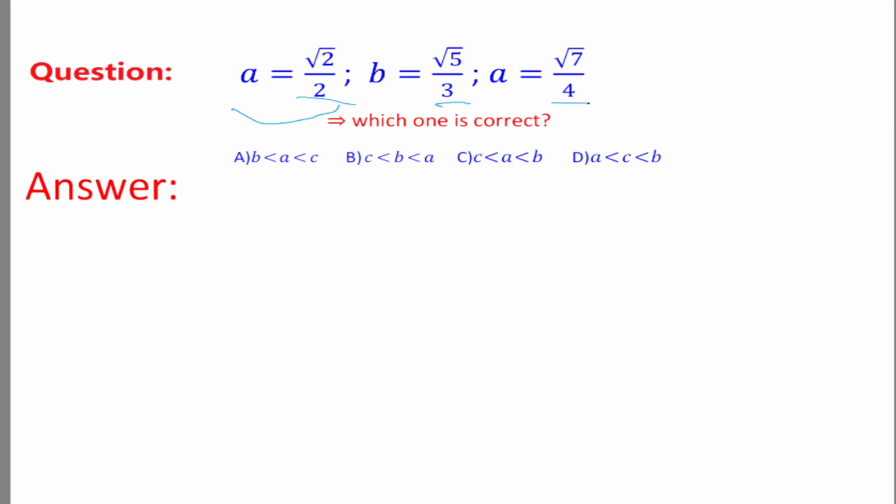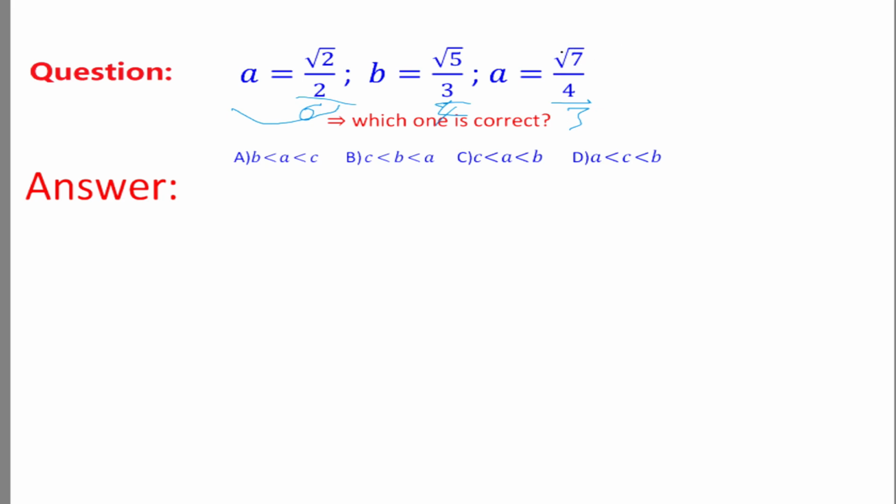the least common multiple of 2, 3, and 4 is 12, because they intersect at 12. And in order to make the denominators 12, we can multiply the first term by 6, the second term by 4, and the third term by 3. And if you do that, in the next step, we will see numbers composed of, for example, 3 times square root of 7. So integers and root numbers, actually.